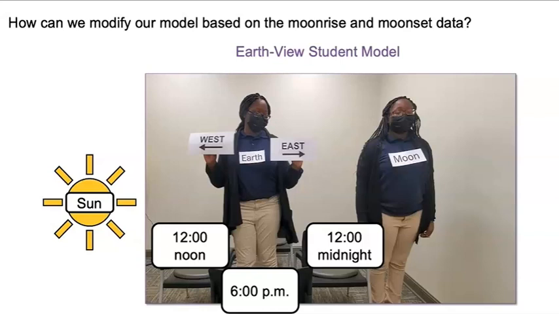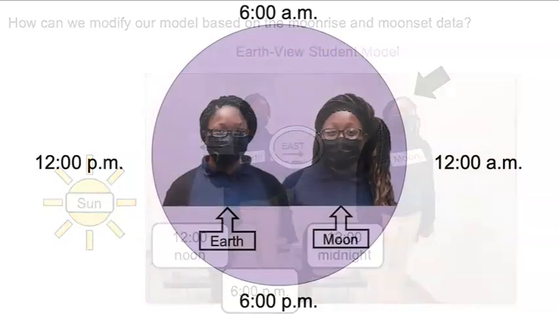Maybe the student representing the moon can move based on the moonrise times. We know the moon rises over the eastern horizon, and that the moonrise happens about an hour later each day. So every time the Earth student completes one rotation, the moon student should move so that the Earth student sees the moon pass by her left hand an hour later on the 24-hour clock.